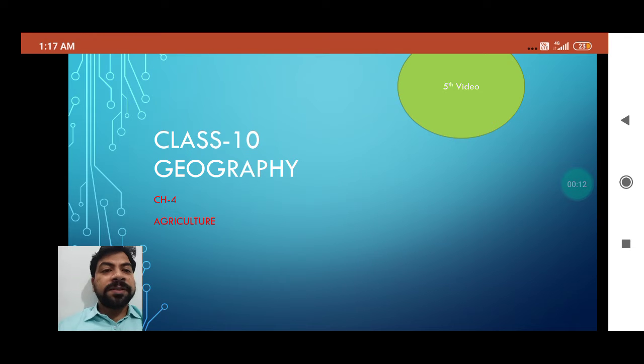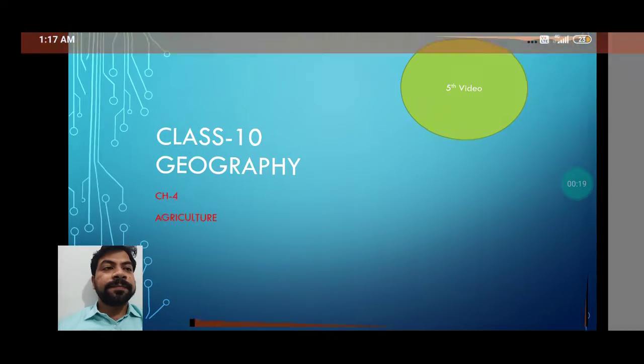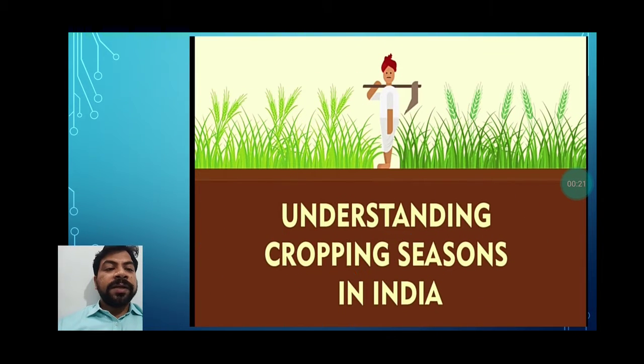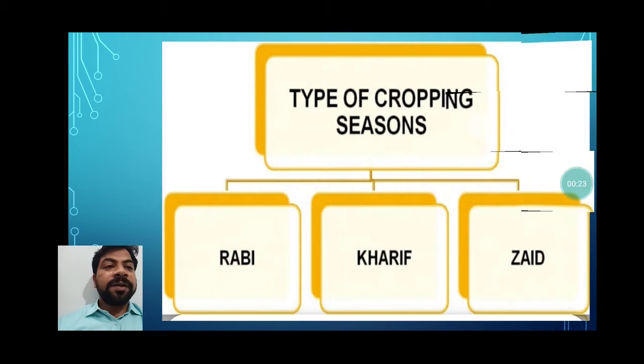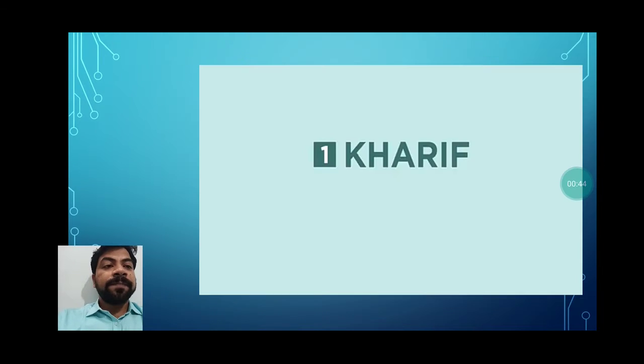So here we will discuss the cropping seasons in India. Different cropping seasons in India. You can see here, students, we have three cropping seasons: Rabi, Kharif and Zaid. One by one, just understand. Rabi is also known as the winter crop, Kharif is known as the summer crop, and Zaid is the crop grown between the summer and the winter. It means between the Rabi and the Kharif production.